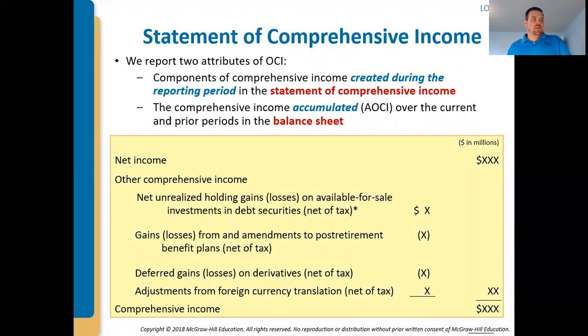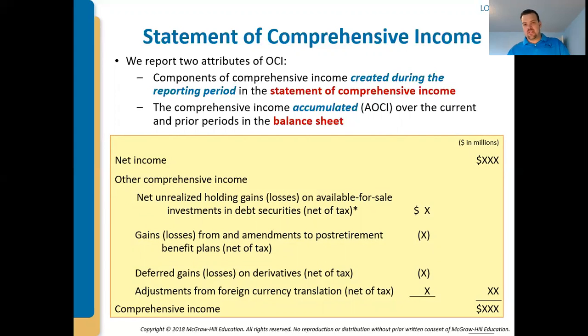Okay, so we report 2 attributes of other comprehensive income. And I'm on page 1038. Sorry, I'm trying to do a better job of keeping up with that. I'm on 1038 right now, underneath accumulated other comprehensive income. So the components of this are created during the reporting period in the statement of comprehensive income, and accumulated over the current and prior periods on the balance sheet.